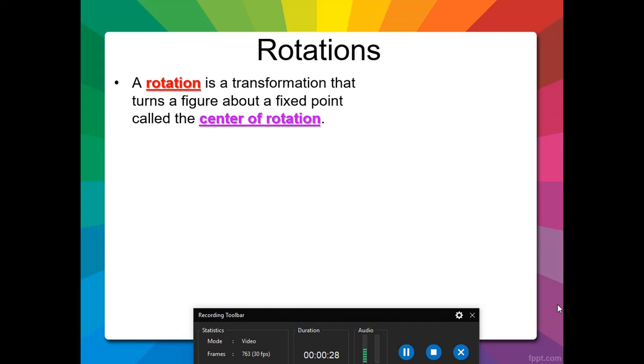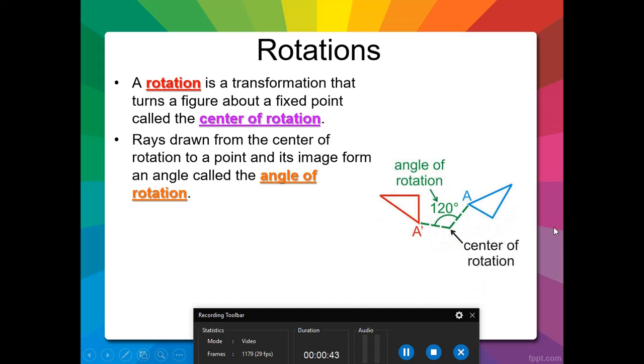Basically, we are taking our point, our line segment, or our figure, and we are rotating it or turning it about a fixed point. We call that fixed point the center of rotation. When you plot your pre-image and your image, you can potentially draw rays from both of those points, and you can locate your center of rotation, and then you can measure the angle of rotation. So that's what we're seeing in the diagram.